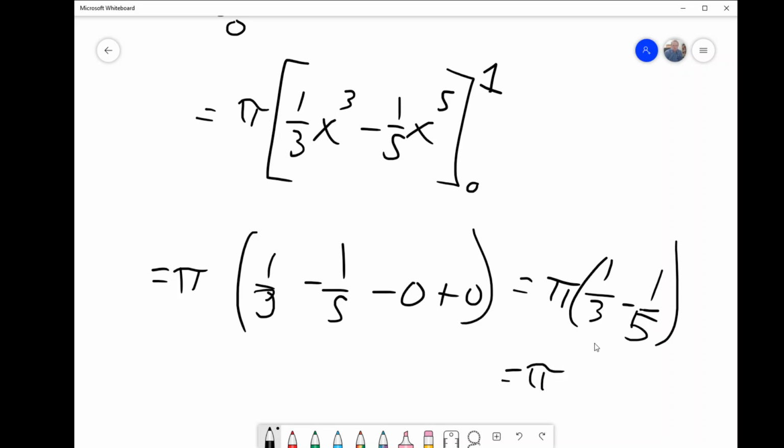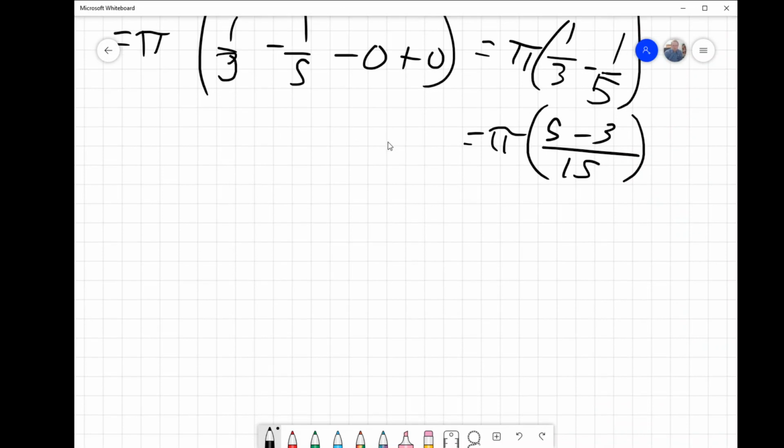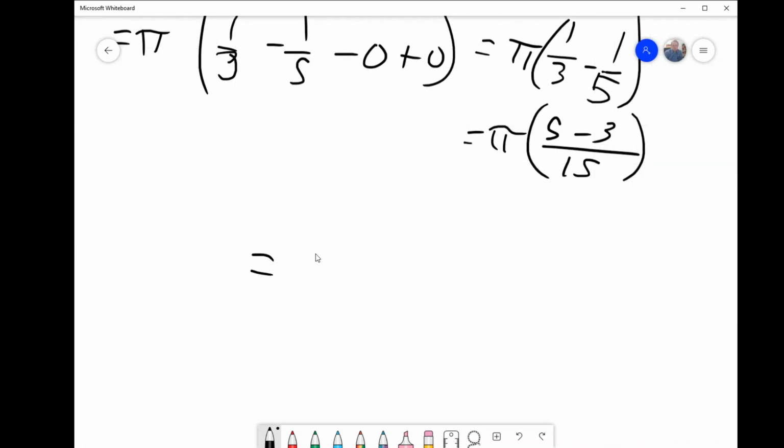If we think back to elementary school, put them over a common denominator, that's 5 minus 3 all over 15. So the volume of this shape, it's not 2/3, it's 2/15 pi cubic units.